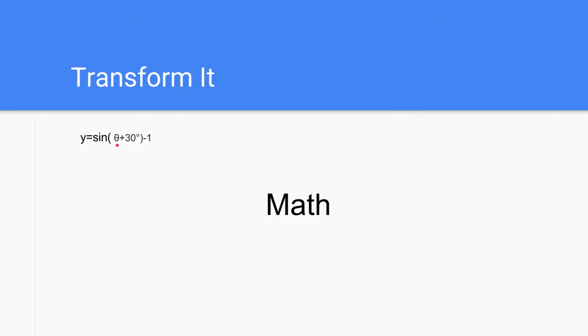Now we need to transform it with a given equation. Oh look, a given equation. Now we have this equation, which is sine bracket theta plus 30 bracket minus 1. Alright, we're going to need to do some math. That means we need to calculate it.